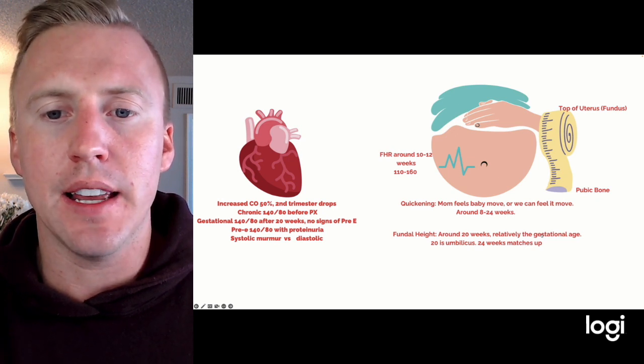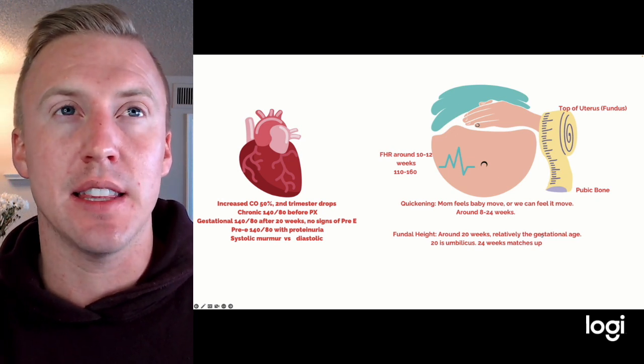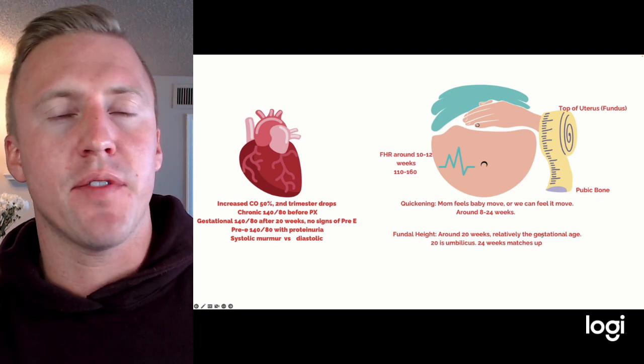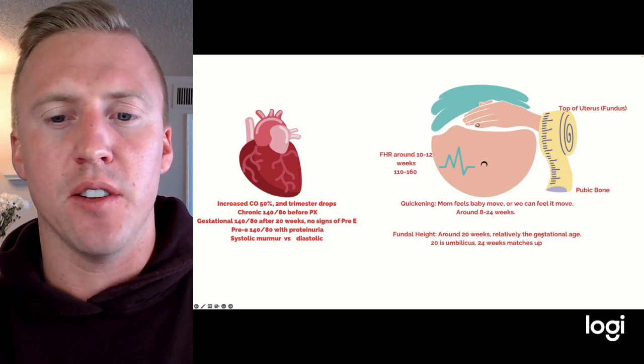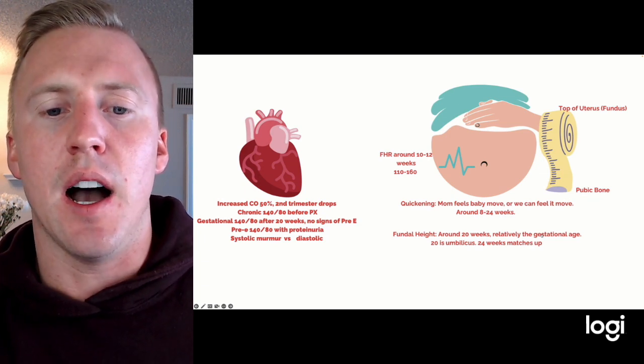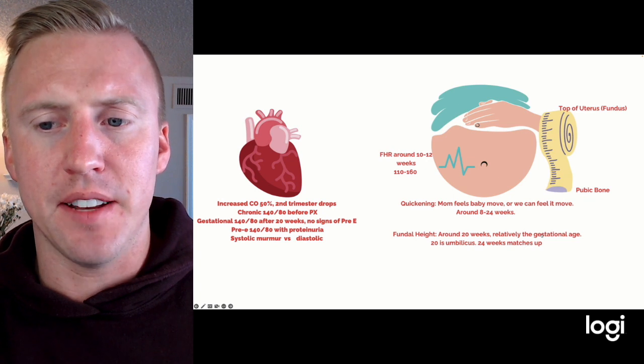When we look at the belly, sometimes quickening we can see in the second trimester-ish. Quickening is kind of the movements felt by mom. She can usually feel that around 18 to 24 weeks. That should be 18, not 8. And the mom can feel it.